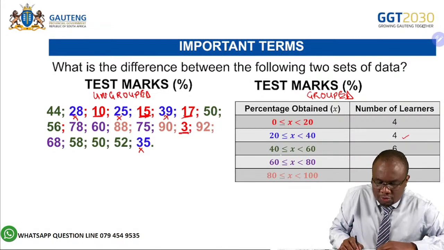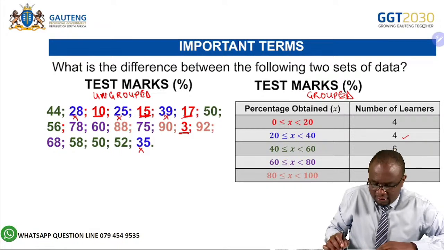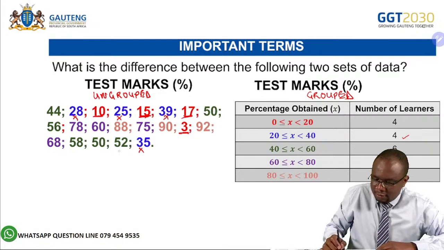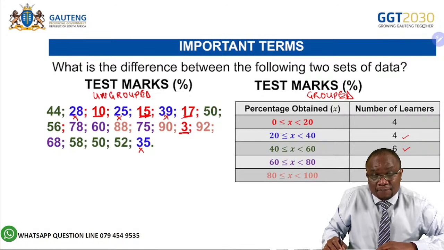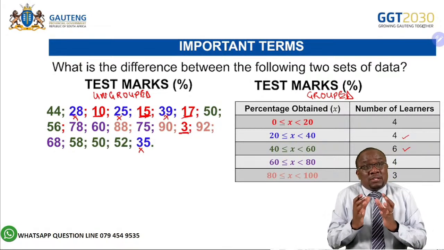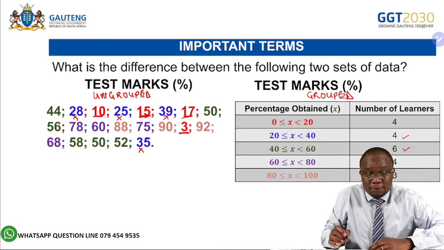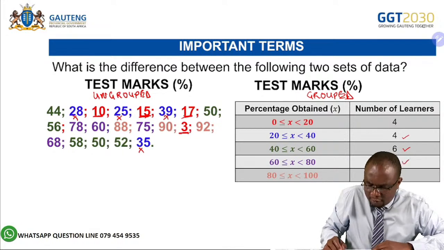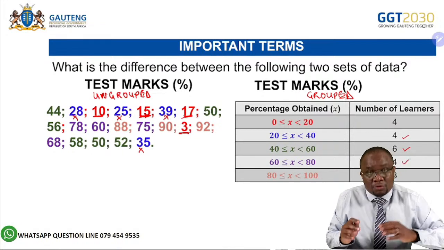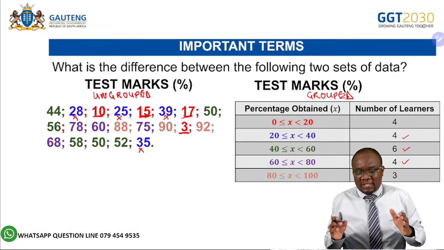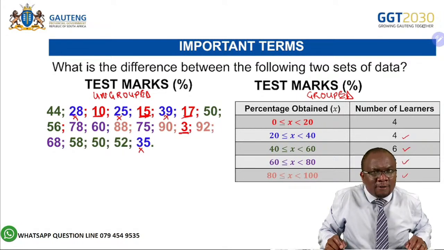We go to those who got between 40 and 60. If you count there, you'll find that there are 6 of them. You go to those that got between 60 and 80. If you count them this side, you find that there are 4 of them. And then you go to those that got 80 to 100. If you count them, there are 3 of them.